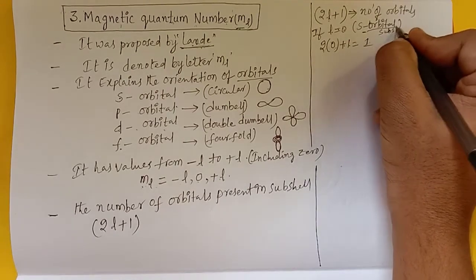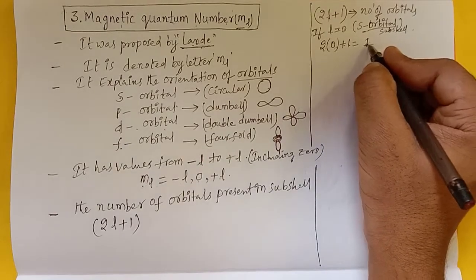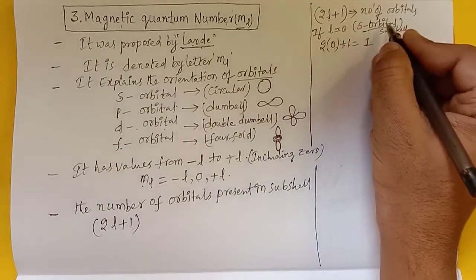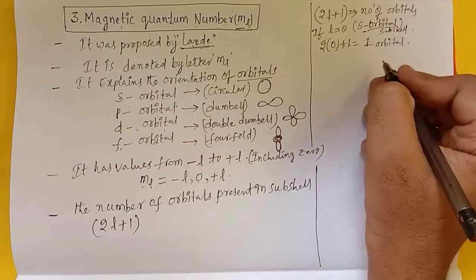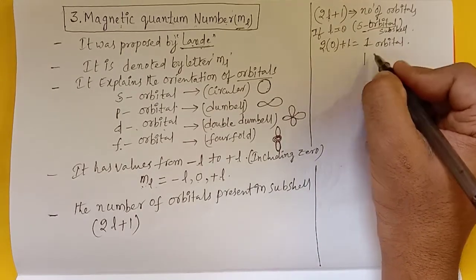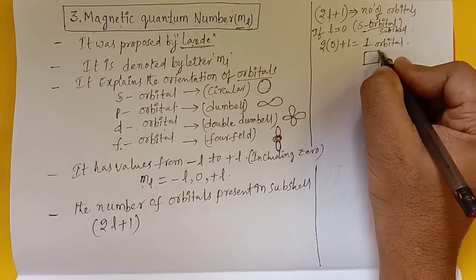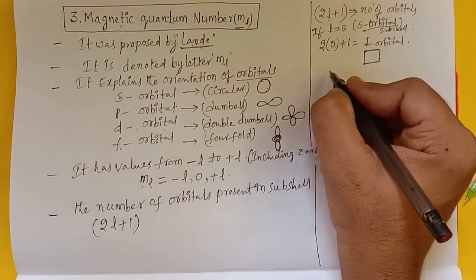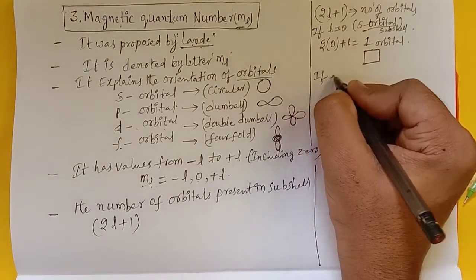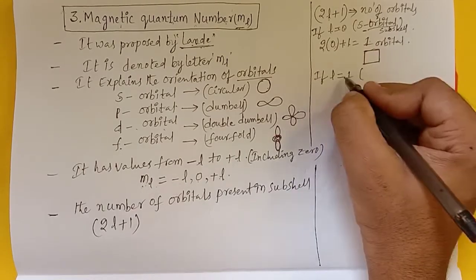Subshell, or else if you take the S subshell also. So how many orbitals are there? 1 orbital, for the S subshell. 1 orbital means we can consider 1 box. So in this box we can consider what? Electrons.